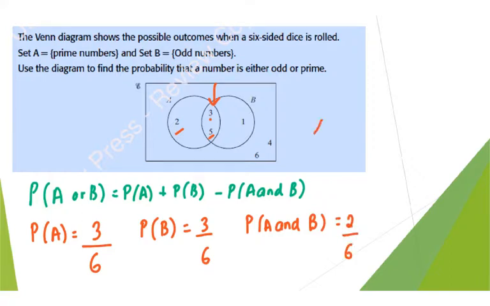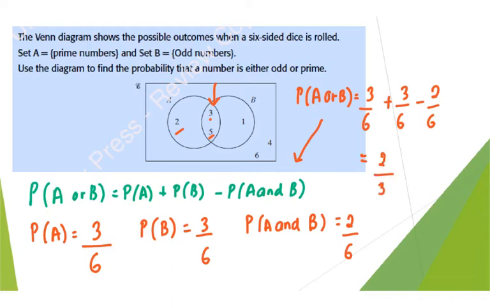Going back to this formula, we are going to substitute the probabilities into it. To calculate the probability of A or B, the probability of A is 3 over 6, you add on the probability of B, which is 3 over 6, and you subtract the probability of A and B, which is 2 out of 6. You will get the answer 2 out of 3. Now we can conclude that the probability of A union B is equal to 2 out of 3.